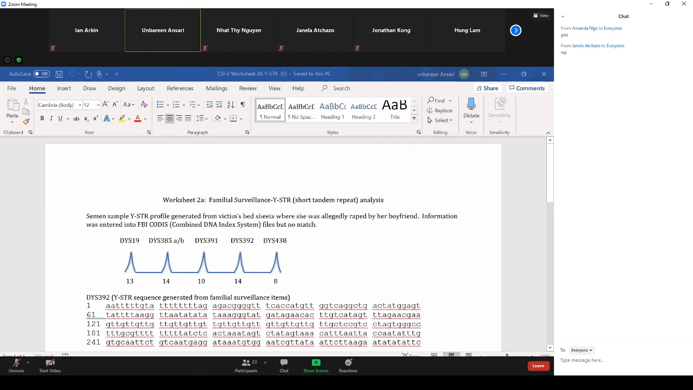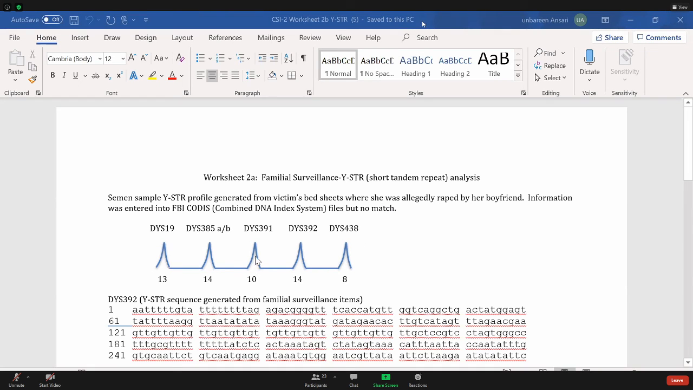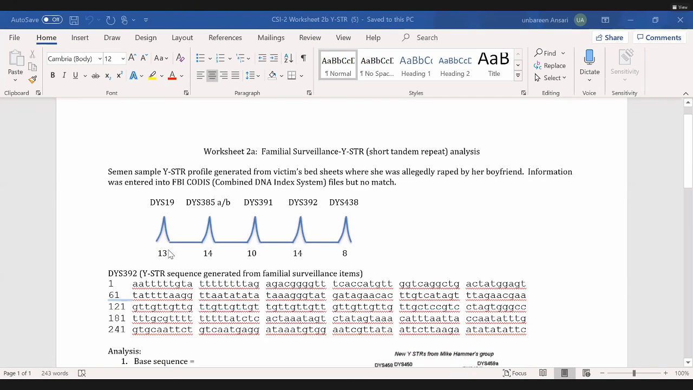Okay, so this one, you're looking at, again, the short tandem repeats. And remember, when you do the Y chromosome, at this loci you have a 13 base pair repeat. At this loci, you have a 14 base pair repeat. At this loci, a 10 base pair repeat. At this one, a 14, and this one at 8, right? So now we're looking at DYS392. So DYS392 is the loci you're looking at. So you should have a 14 base pair repeat somewhere.